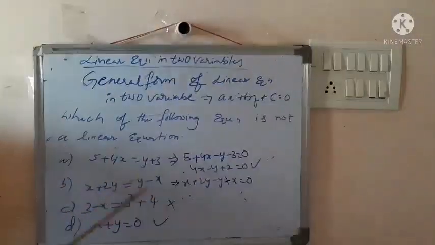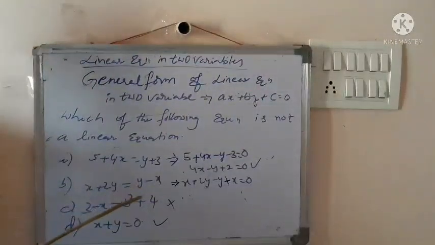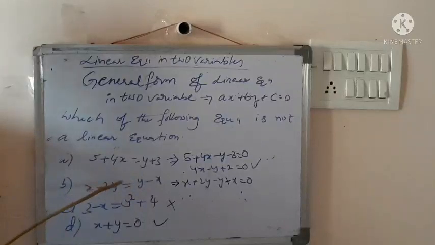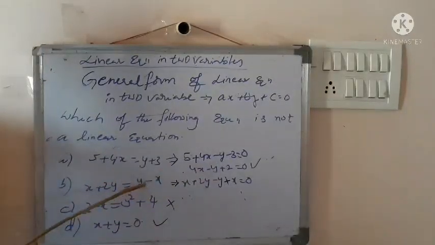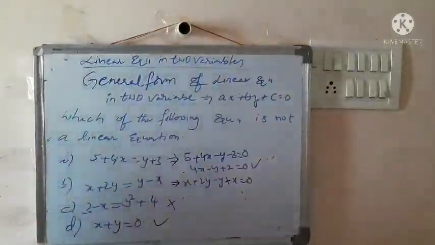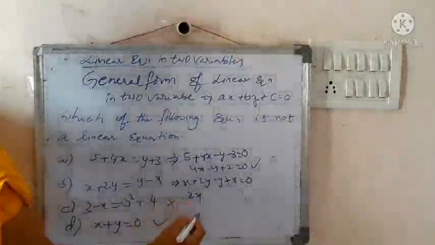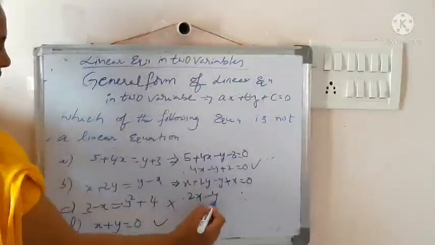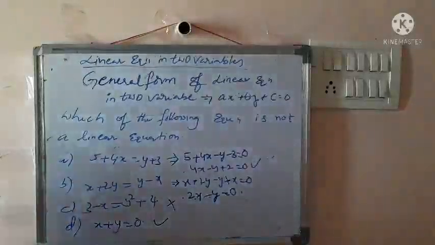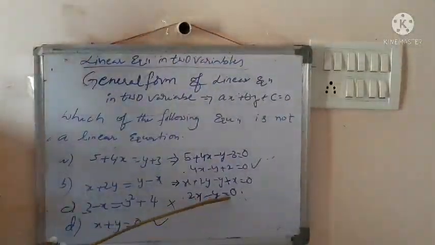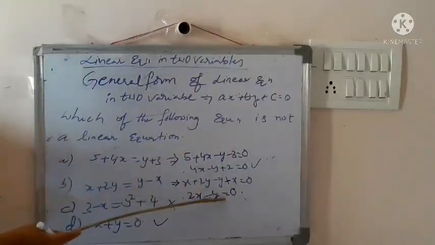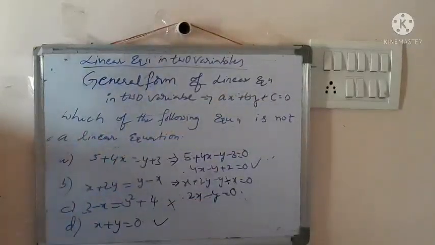Second example. See this second example. x plus 2y, this y is transferred to the left side, it will become minus y. Minus x transferred to the left side, it will become plus x. Now here x plus x equals to 2x and 2y minus y equals to y. 2x minus y equals to 0. So here 2x minus y equals to 0 is in the form of ax plus by equals to 0, comparing this equation to this equation.